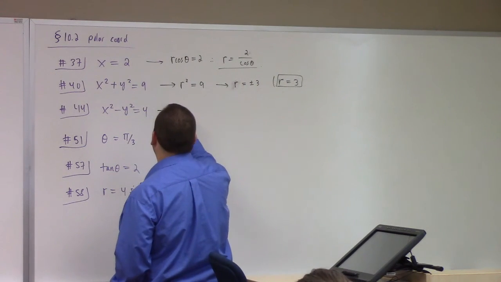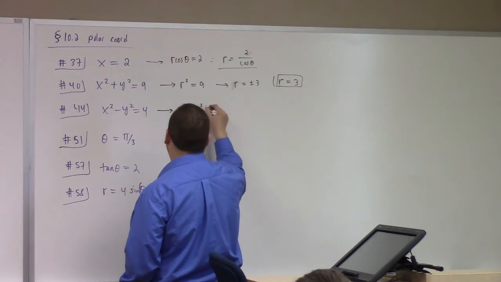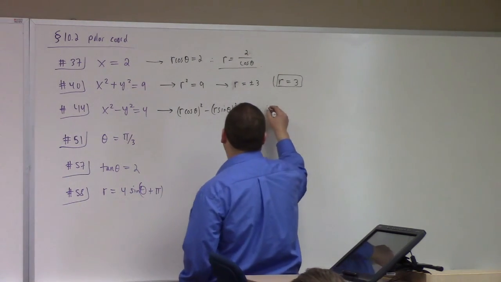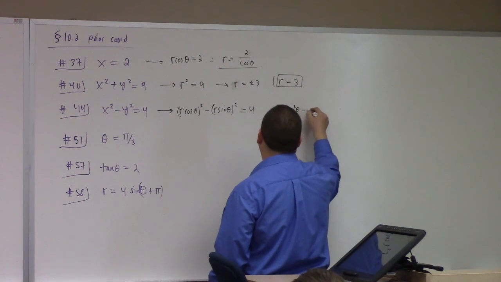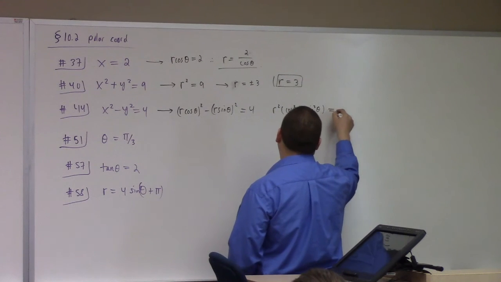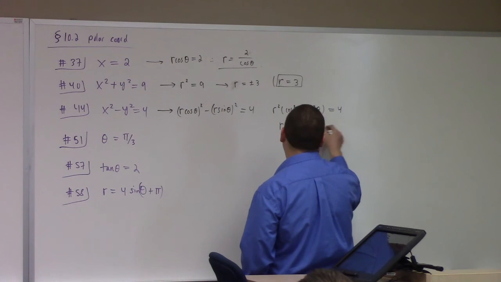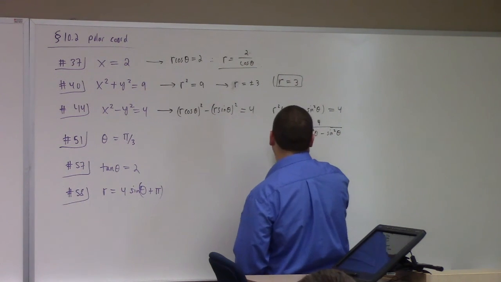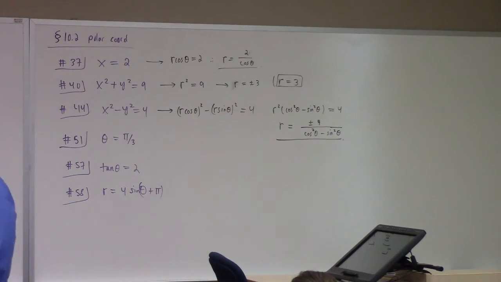X squared minus y squared equals 4. Well, that's (r cosine theta) squared minus (r sine theta) squared, which is otherwise known as r squared times (cosine squared theta minus sine squared theta) equals 4. So I suppose I have r equals plus or minus 4 divided by cosine squared theta minus sine squared theta. I could use half-angle identities to simplify that, but I'll just leave it like that for the purposes of our discussion here, right?